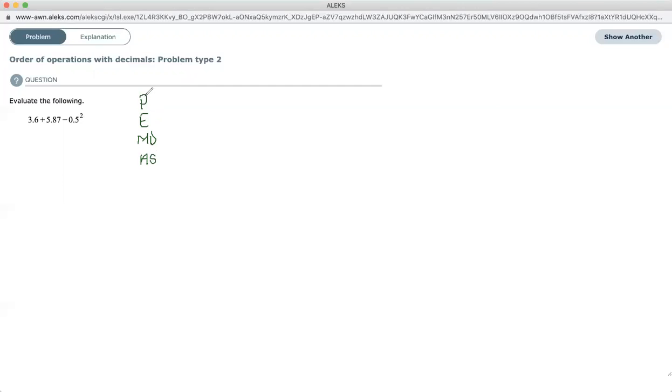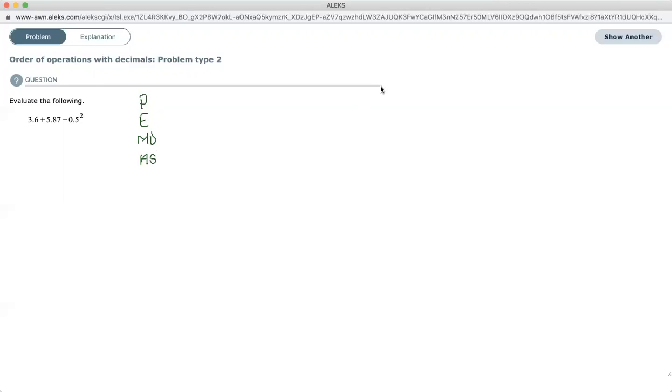Okay, P is for parentheses and all grouping symbols. E is for exponents. M for multiplication, D for division. But we follow the order left to right, which is why I have written it this way. A is for addition, S is for subtraction, and again we follow the order left to right when we have to pick between one of these two operations within the same expression.